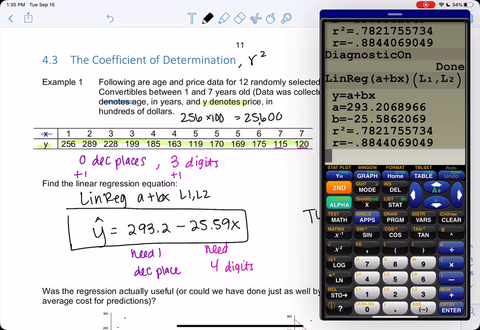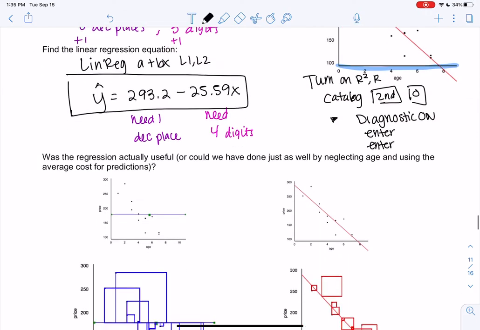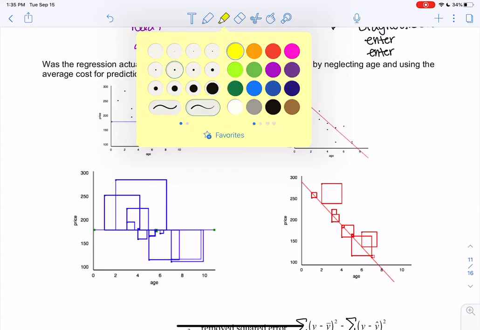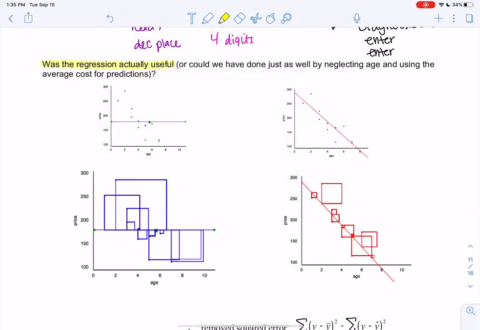Cool. So let's look at where they're coming from, and then we will interpret them. So a big question we might have when we're doing regression is, was it actually helpful, right? Was it useful to do regression? So what I put on the right side is the regression equation. This is for the Mustangs. I graphed it. It's the red line. And then I found the square errors that we were talking about last section.